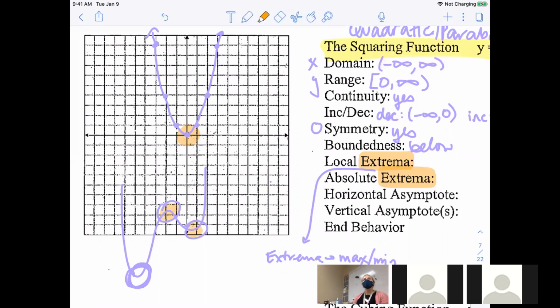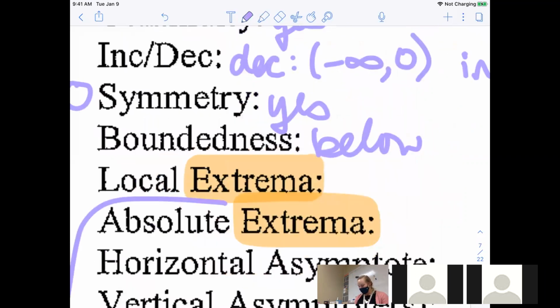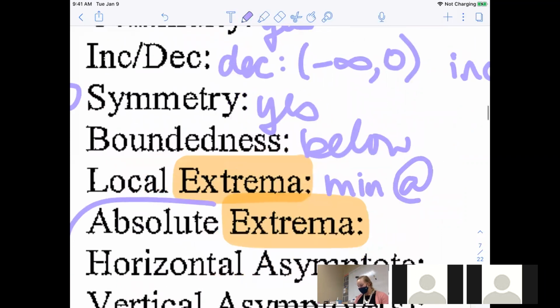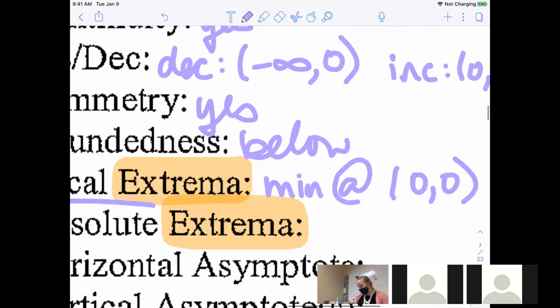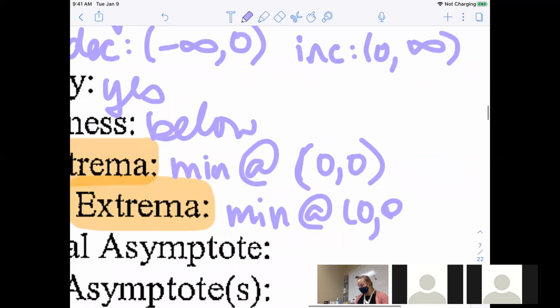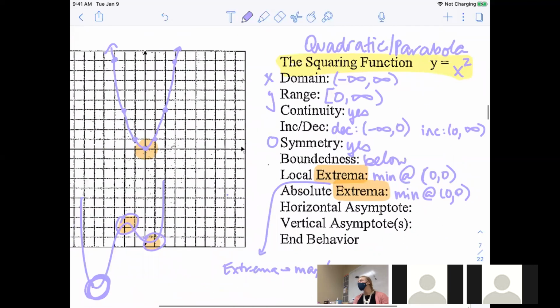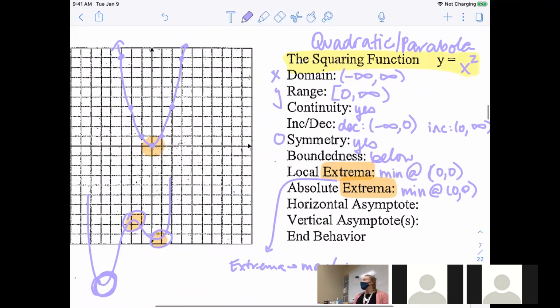In this case with our parent function, the absolute and local extrema will be the exact same. There's not more than one, so it will just be the same thing for both of them. So here, my local extrema is a min at (0, 0), and my absolute is the exact same thing because there are no other maxes or mins. So for parent functions, they'll just be the same, but we'll look at other examples when the graph's a little bit funnier.